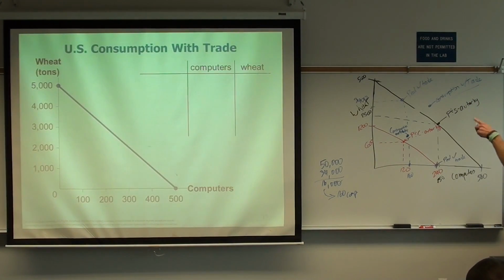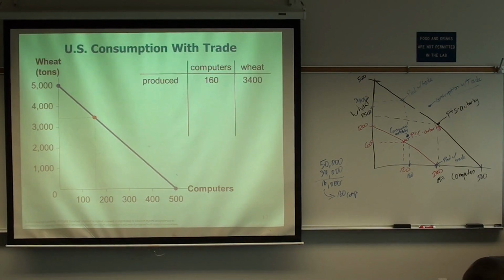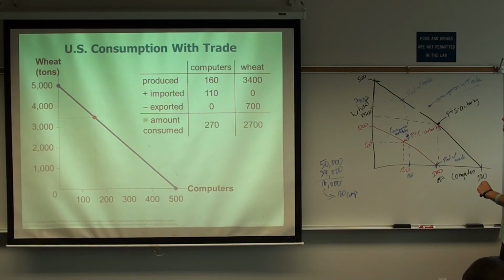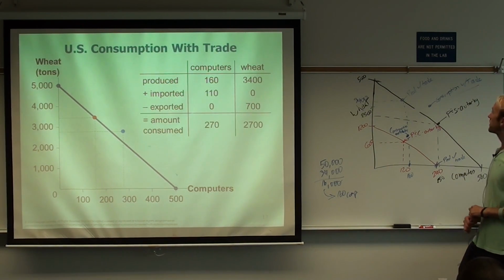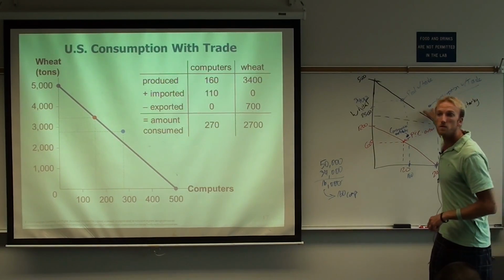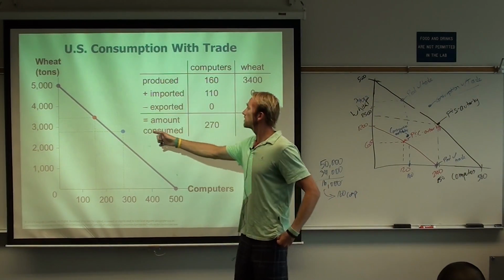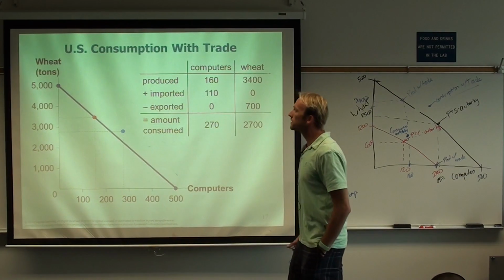Let's go over the graphs and a little table with the numbers again. So the United States produced 160 computers and 3,400 tons of wheat. They imported 110 computers. They exported 700 tons of wheat, and so that leaves them with 270 and 2,700. So this point corresponds exactly to that point right there.